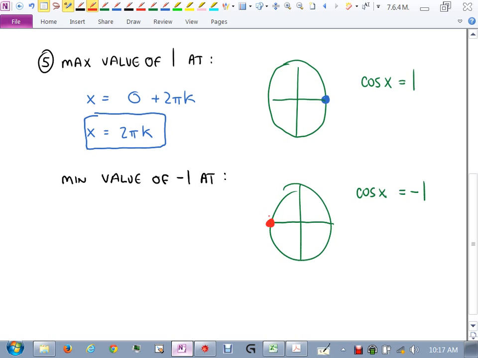So what is it then? How do I get to this point? What's the angle that gets me here? Pi. And how do I get back there? Plus 2 pi k. Yes, that's it.